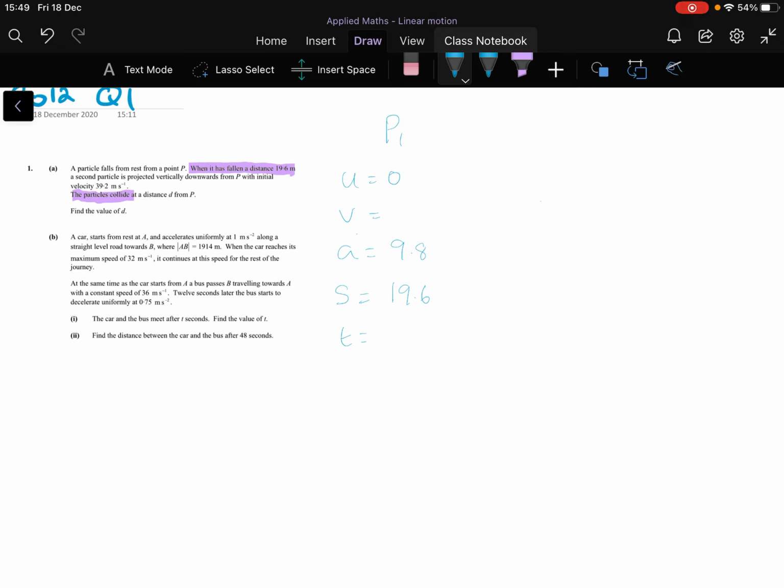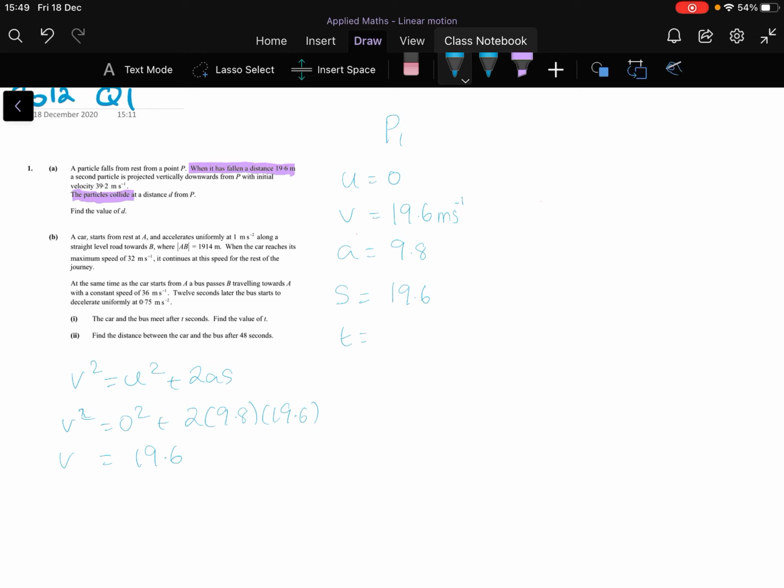The first thing I'm going to look at is v squared equals u squared plus 2as. When I substitute into that, I'm going to get v squared equals 0 squared plus 2 times 9.8 times 19.6. So v comes out to be 19.6. That means that 19.6 metres per second is how fast it's going when it's fallen a distance of 19.6.